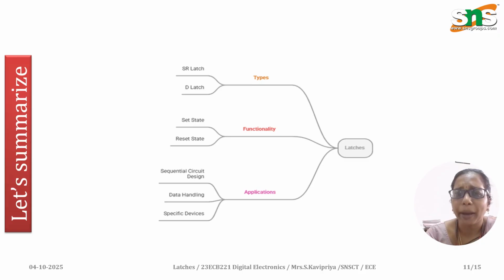And next is a summary of the presentation. We have discussed what a latch is, and given an in-depth explanation of two types of latches, SR and D. I have explained the functionality as well as the truth table of the D and SR latch. And finally, I have explained the applications of latches.